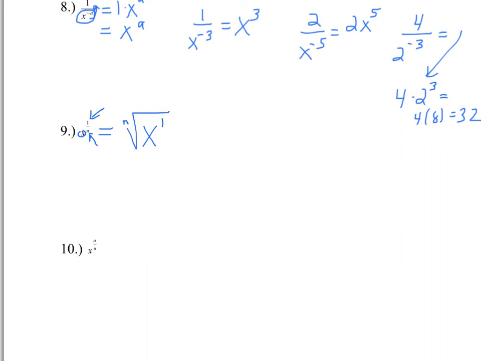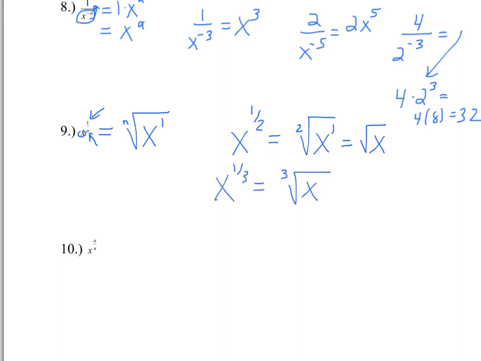So if I give you x to the 1/2, that is the same as the square root of x. Technically there's a little 2 on the outside, and there's really a 1 right there, but if it's a square root, we don't tend to put the 2 on the outside. It's assumed to be there. So something like x to the 1/3, well, that's the cube root of x.